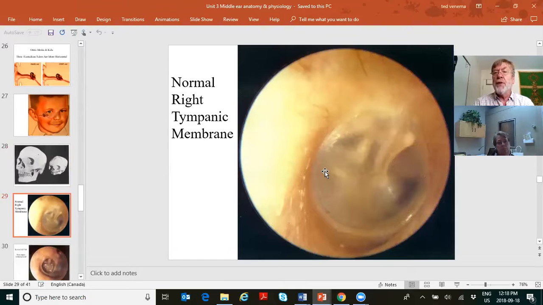Here's a normal right ear eardrum. Note the landmarks on it. Okay, here's the annulus. Here's the manubrium of the malleus. Here's the umbo. Here's the long process of the incus.